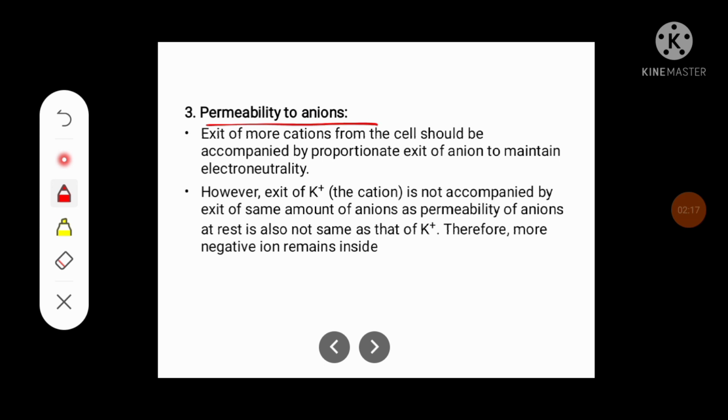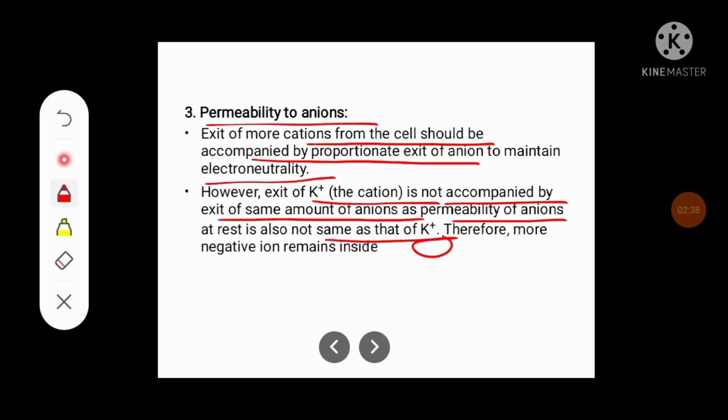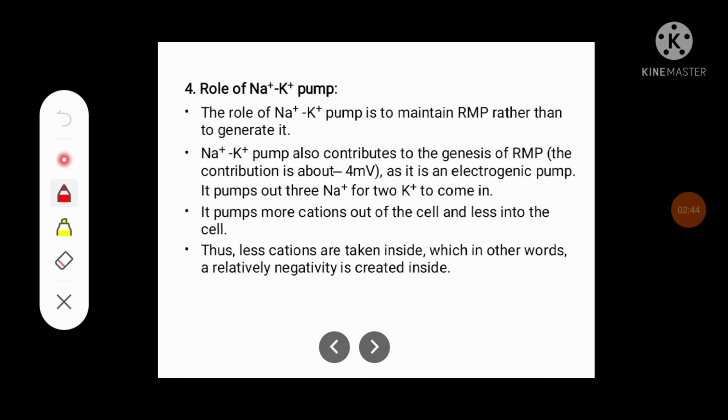The third factor is permeability to anions. Exit of more cations from the cell should be accompanied by proportionate exit of anions to maintain electroneutrality. However, the exit of potassium, that is a cation, is not accompanied by exit of the same amount of anions, as permeability of anions at rest is also not the same as that of potassium. Therefore, more negativity is going to remain inside.